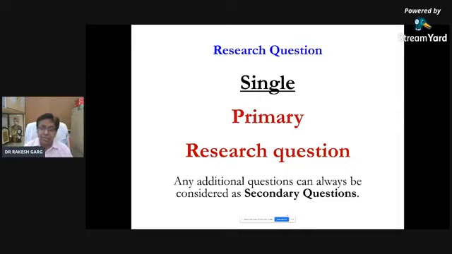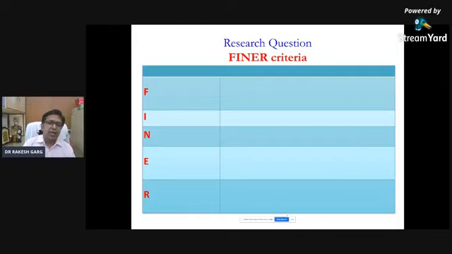But the main question, the primary research question, usually nowadays should be only one that will be helping for your good study design, good analysis, and good conduct of a study. Now, having said that, I'm coming to the important aspect once again with regards to the research question: what or how the research question should be.